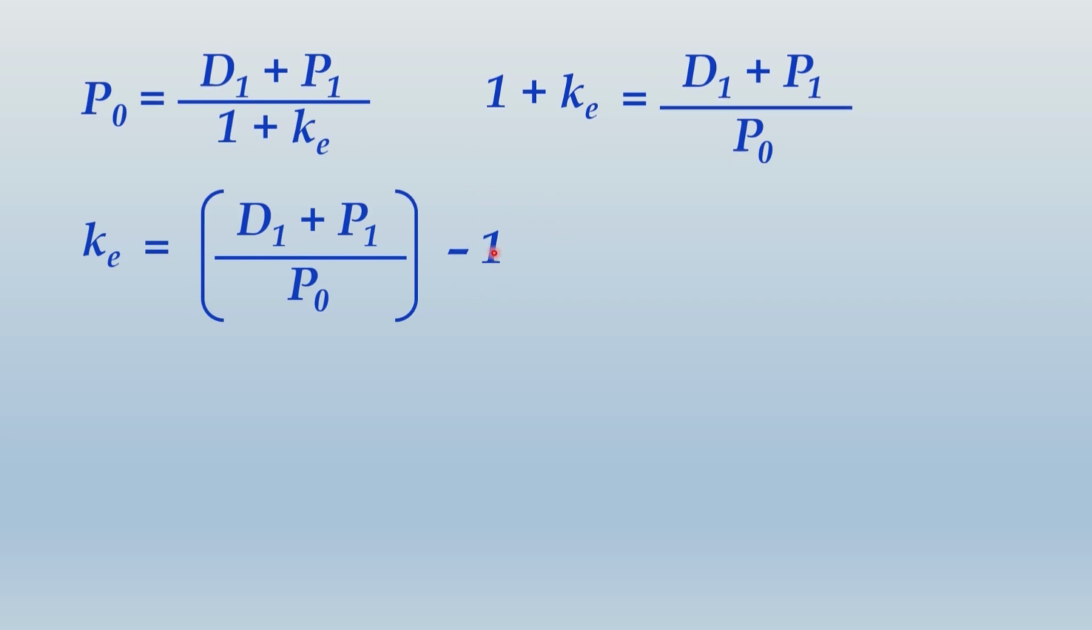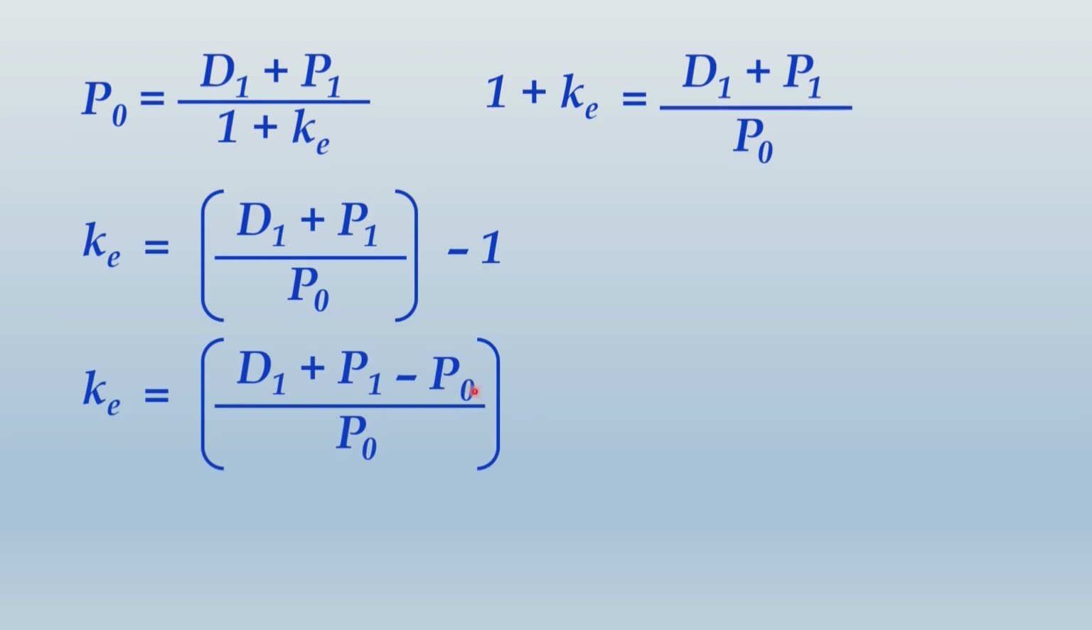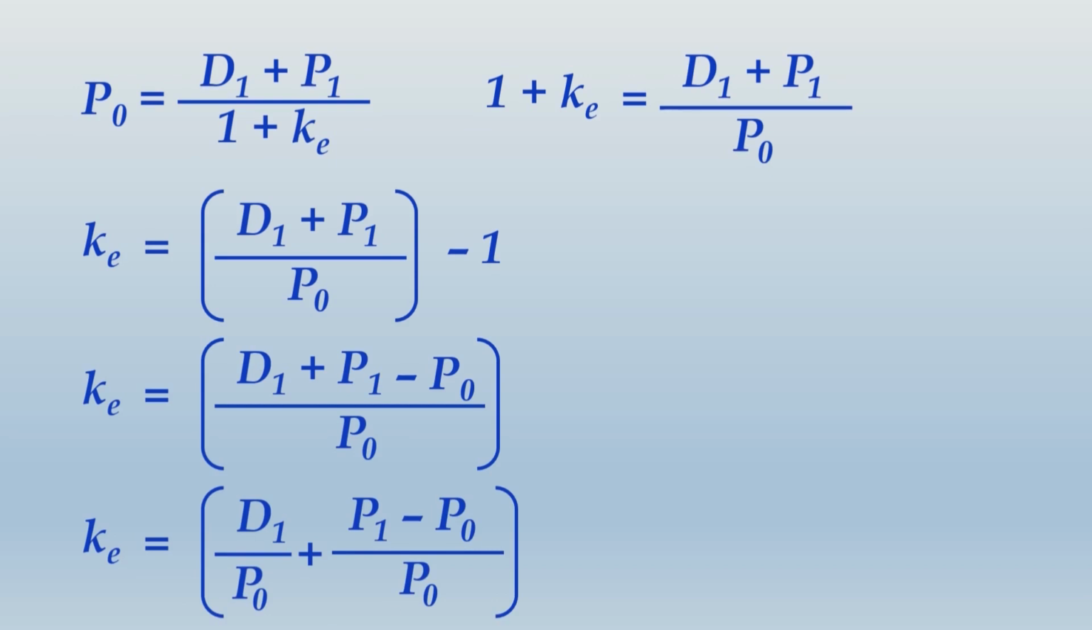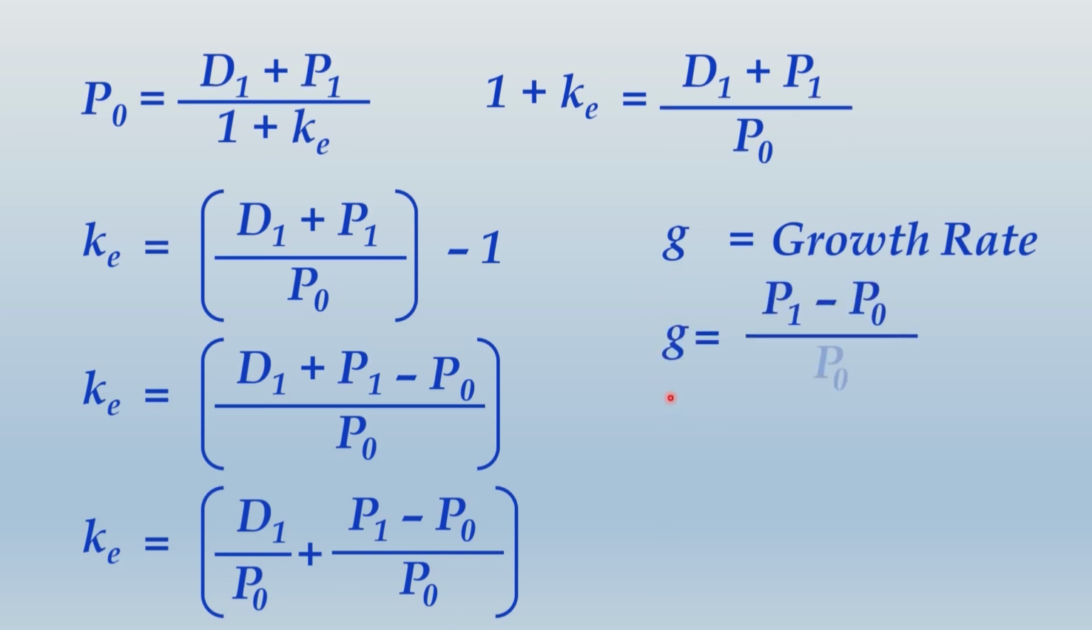So if I now want to include this minus 1 within this bracket where the denominator is P0, I would rewrite this whole equation as KE equals D1 plus P1 minus P0 upon P0, because P0 upon P0 is nothing but 1. Instead of minus 1, we have written minus P0 upon P0. Now let us split this whole term and rewrite the equation as KE equals D1 upon P0 plus P1 minus P0 upon P0. So what we identify, P1 minus P0 upon P0 will become nothing but a growth rate. So growth rate is symbolized as G, where G actually means P1 minus P0 divided by P0.